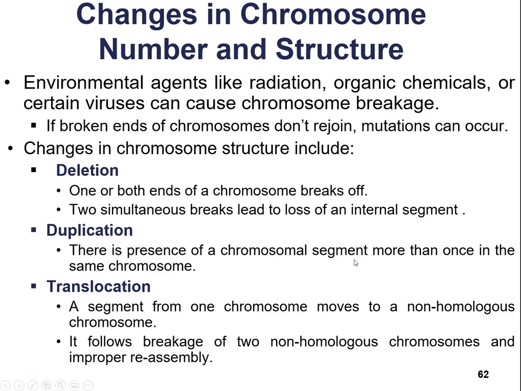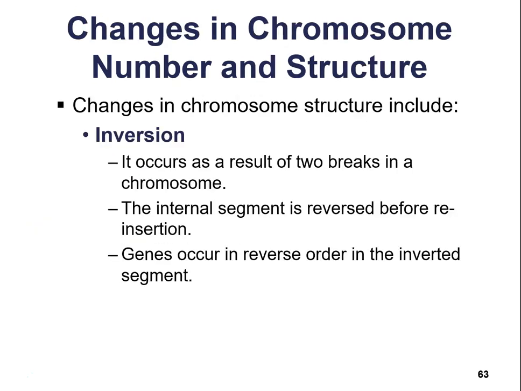I'm going to show you pictures here. In this case, you're not missing anything, but you have a part of the chromosome that gets duplicated. Not the entire chromosome, just a segment of it. Translocation: a segment from one chromosome will move to a non-homologous chromosome. It follows breakage of two non-homologous chromosomes and improper reassembly. So two parts break away from two separate chromosomes, and then they reinsert in the wrong place. Last one, inversion.